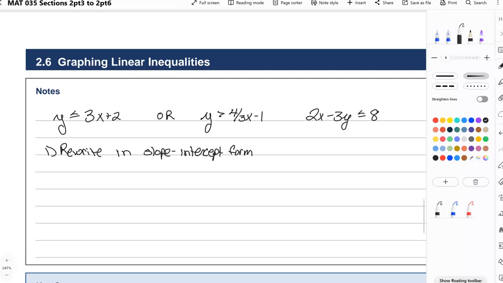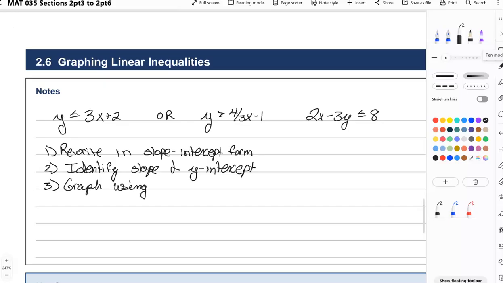So once we have it in slope-intercept form, that's your next step, is to identify the slope and the y-intercept. And you're going to graph the equation using the slope and the y-intercept, just like we did a few sections ago. We're going to use that y-intercept. That's going to be one point on the graph. And then we're going to use the slope to find a second point.